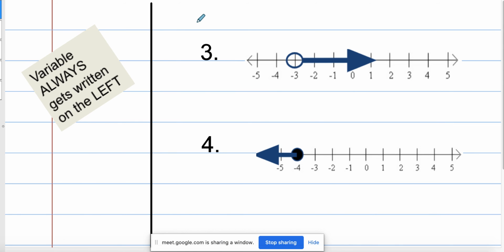Okay, so let's take a look. I start with my variable on the left. This is a negative 3. I need the numbers bigger, so it'd be greater than. It is not equal to because it's not colored in. In this case, I have x and negative 4. I need the numbers smaller than it, so I need smaller than and equal to. So x is less than or equal to negative 4.